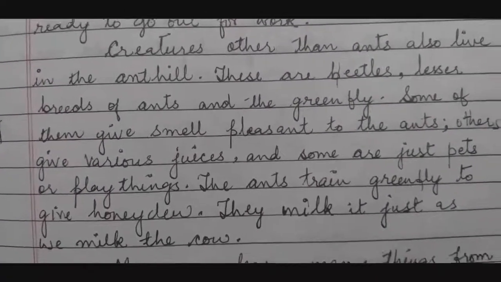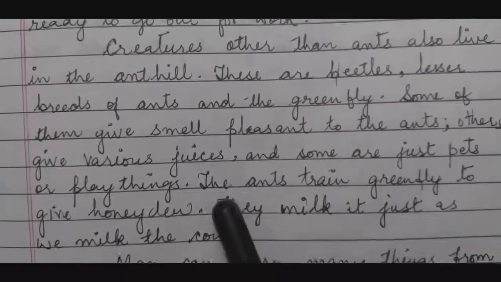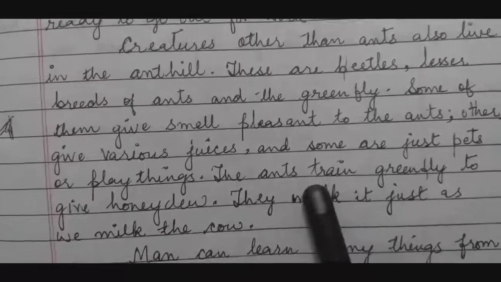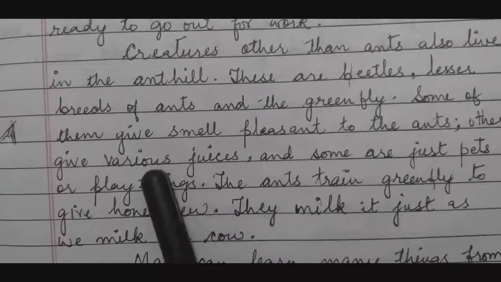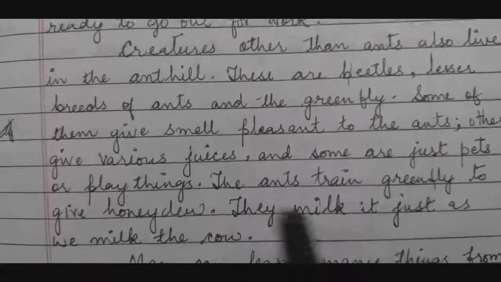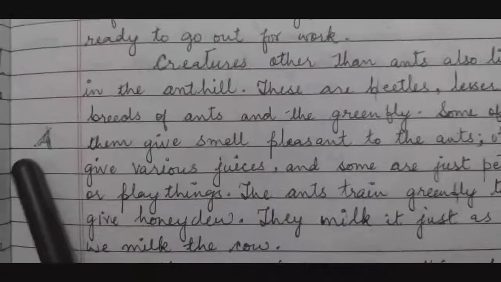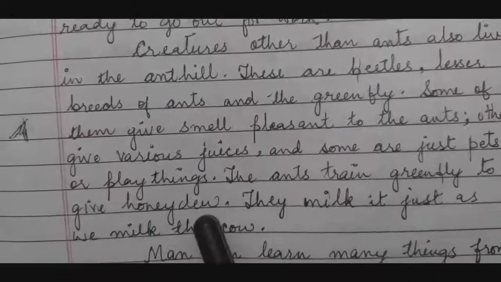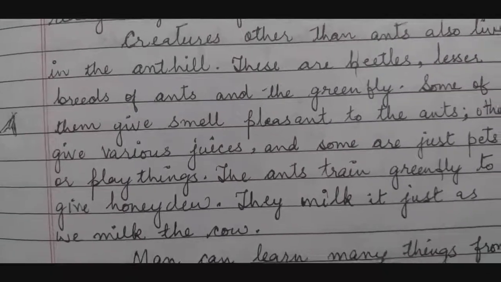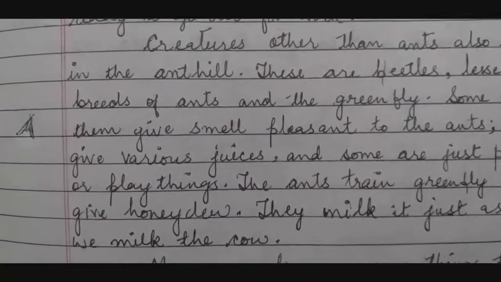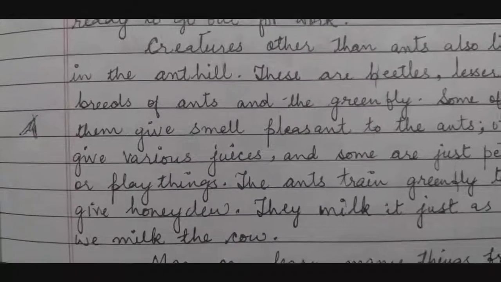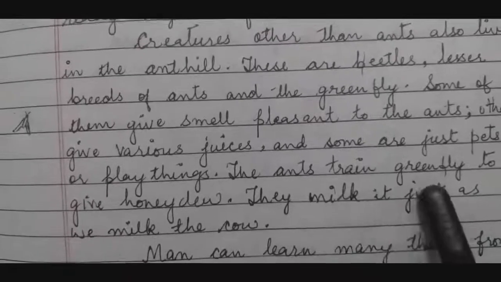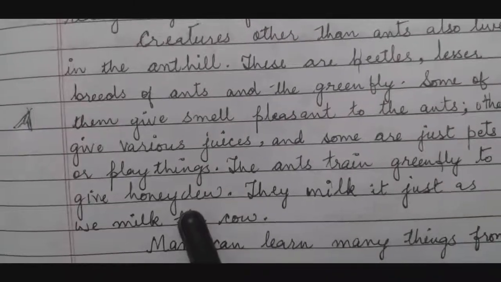Is it clear to all? Okay, next. The ants train green fly to give honeydew. Okay, so it is juices, various juices. Who gives various juices? It is green fly. That means this insect. The ants train green fly to give honeydew. Just like we take honey, we get honey from honeybee, in the same way the ants also train green fly to give them honeydew.